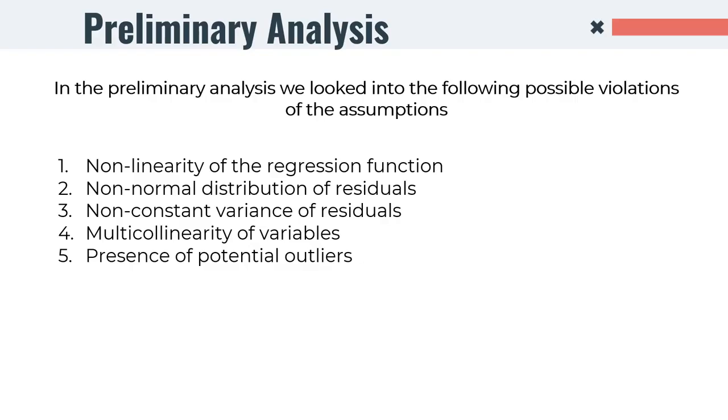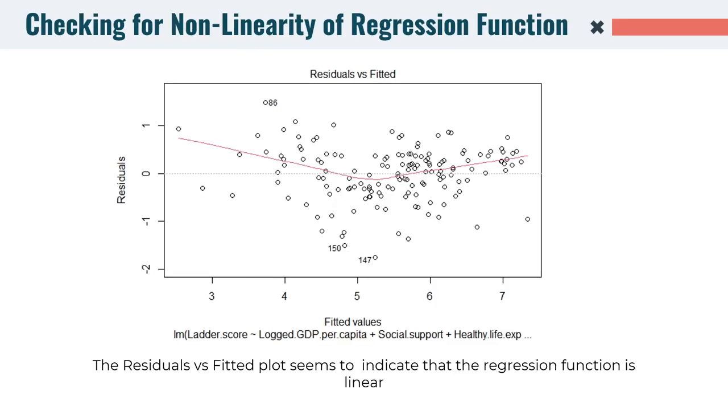When a regression model is considered for application, there are some basic assumptions that we make about the model and the data at hand. Following are the potential violations of those assumptions that may make a model inappropriate. In the preliminary analysis, we are going to look into those violations. For checking the linear relation of regression, we use the residual versus fitted value plot. The plot shows that the regression function is linear and hence no violation of the assumption.